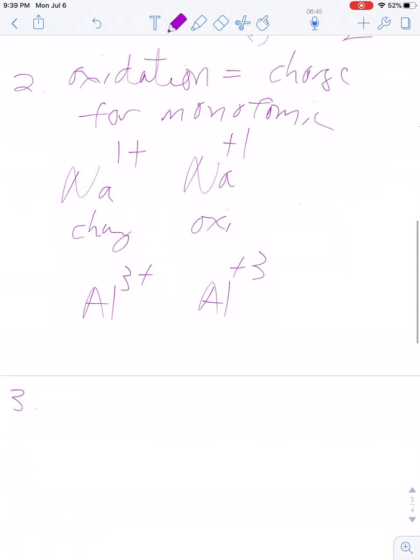Rule number 3 talks about fluorine. Fluorine has a -1 oxidation. Not as important a rule. Rule number 4, oxygen has an oxidation of -2.